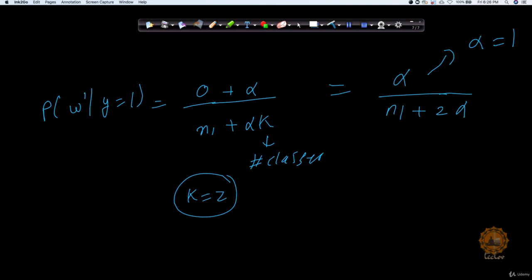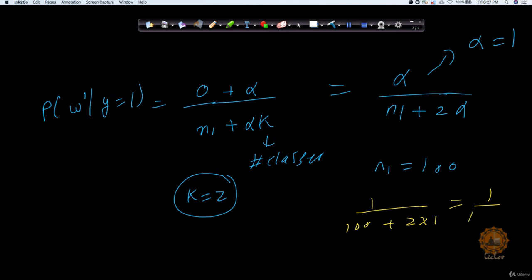Now let's say I have taken the value of alpha as this, and assume that I do have 100 points, so my n1 is 100. So what's going to happen in this case? My alpha value is 1 and this is 100, so plus 2 into 1.